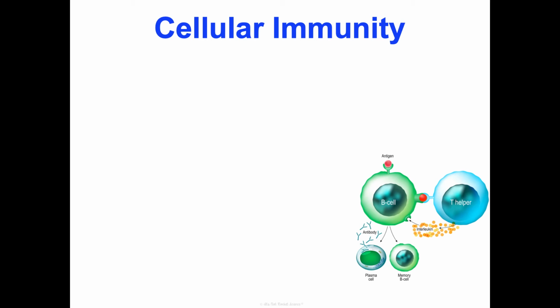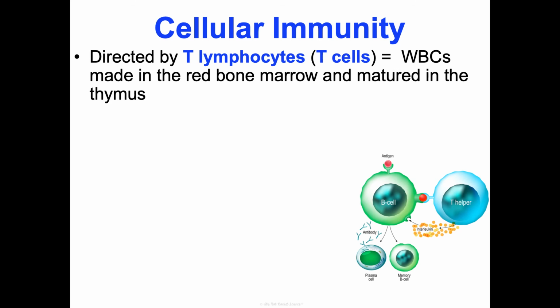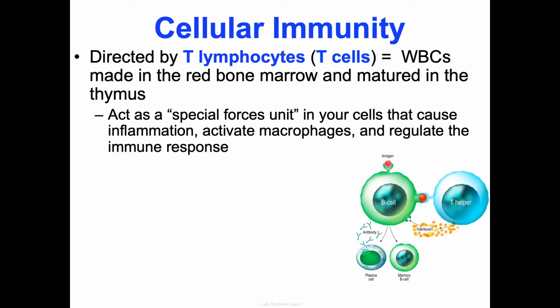So cellular immunity is the other branch of the adaptive defense system. So we talked about humoral, which is using B cells and their antibodies to attack foreigners. And then we also have cellular immunity, which is using cells to attack other cells. So it's directed by T lymphocytes or T cells, which are white blood cells that are made in your red bone marrow but mature in your thymus. So we talked about that in concept 2. And again, this is your special forces unit in your cells. It causes inflammation, it activates macrophages, and it regulates your immune response.